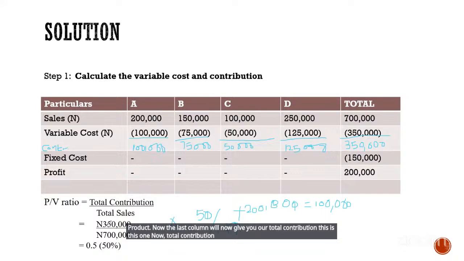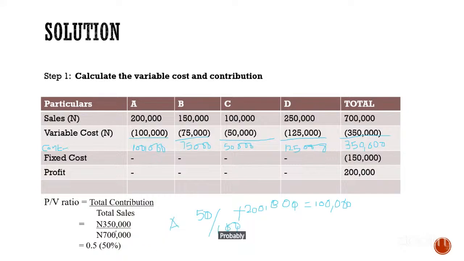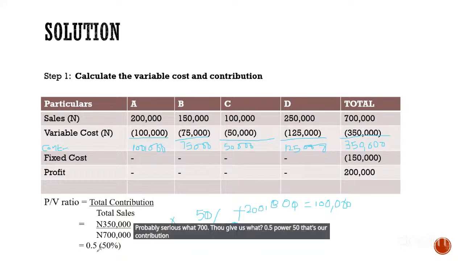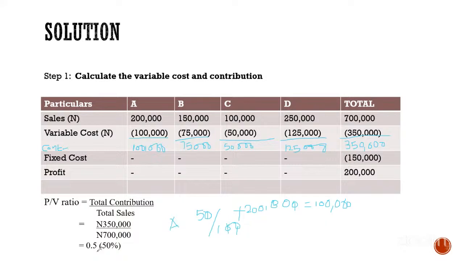Now we say total contribution over total sales. Total contribution is 350. Look at it here, it's the 350 I have here, divided by sales. Sales is 700. That will give us 0.5 or 50%. That is our PV ratio, the profit volume ratio, 50%.